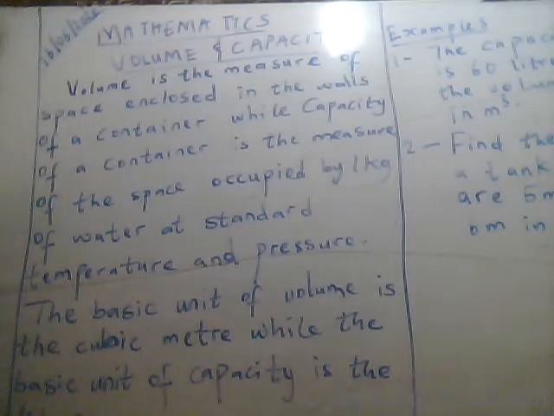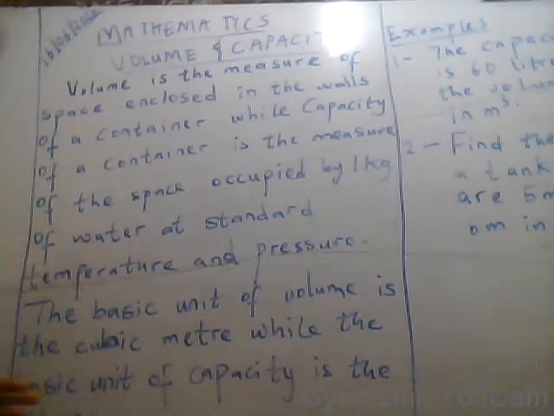Now, let's start. According to what we have here, volume is the measure of space enclosed in the wall of a container. Before you can say this is a volume, it is the measurement of a particular space enclosed in the wall of a container. Unlike capacity, the capacity of a container is the measure of space occupied by 1 kg of water at standard temperature and pressure.